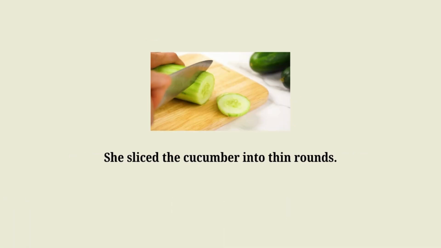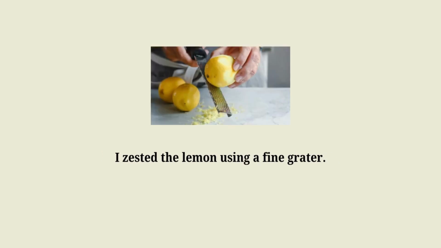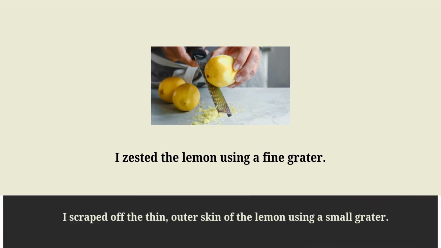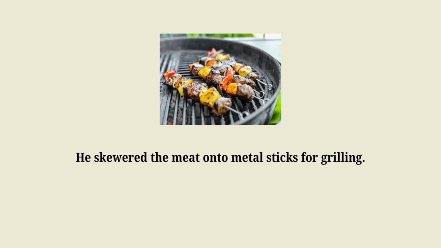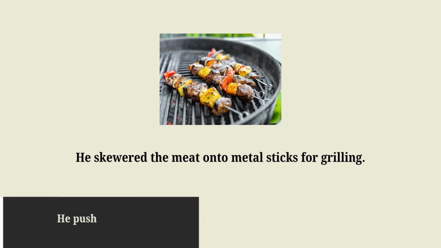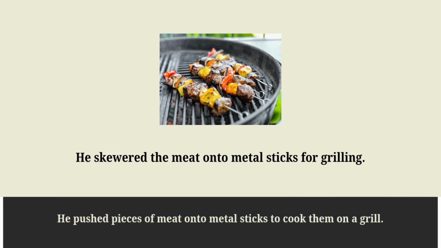She sliced the cucumber into thin rounds. I zested the lemon using a fine grater. In simple terms, I scraped off the thin outer skin of the lemon using a small grater. He skewered the meat onto metal sticks for grilling. In simple terms, he pushed pieces of meat onto metal sticks to cook them on a grill.